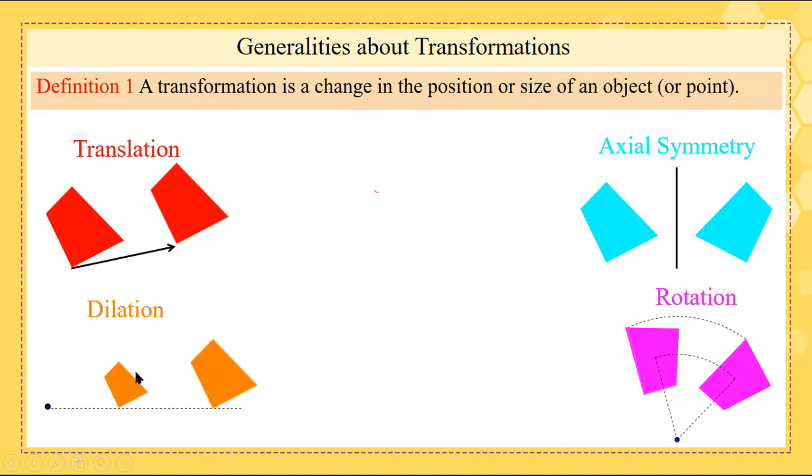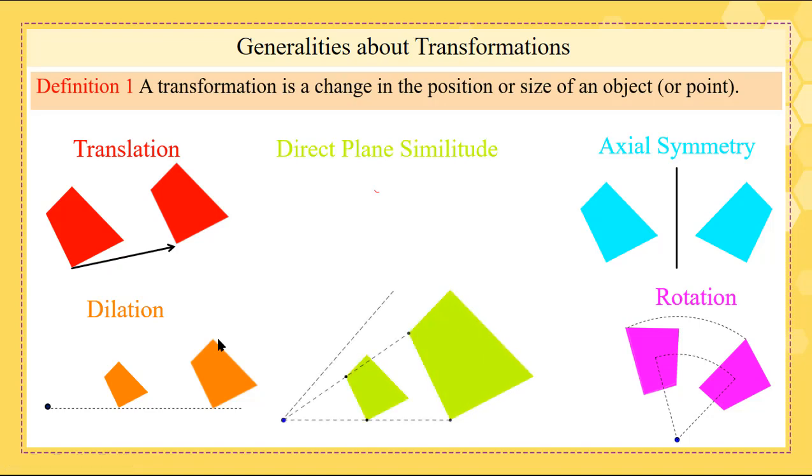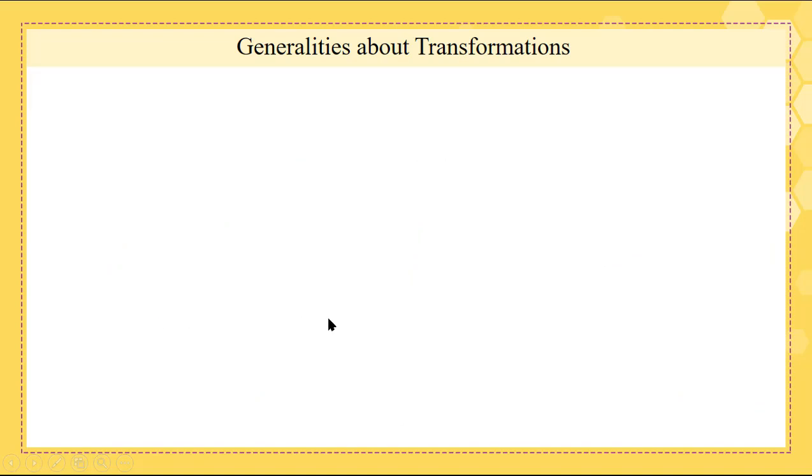As you see in dilation, the position and the size of the object will be changed. The last one is the direct plane similitude. In fact, the direct plane similitude is a rotation followed by a dilation or a dilation followed by rotation.